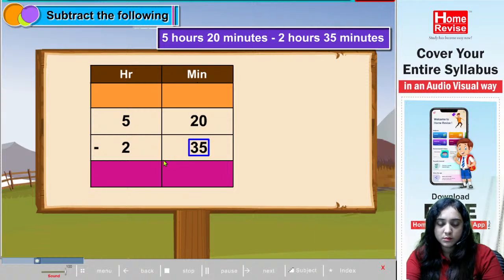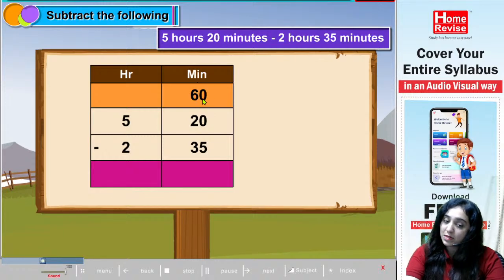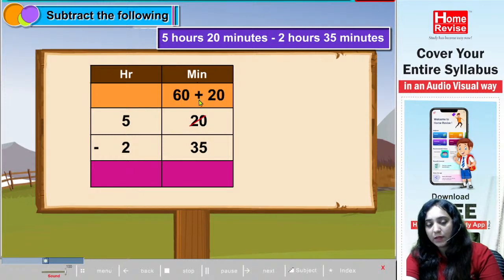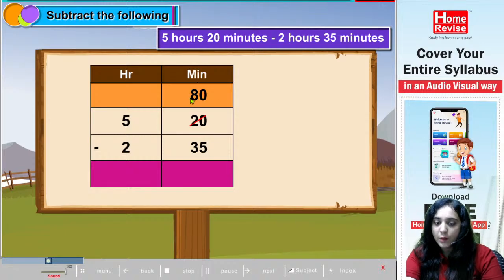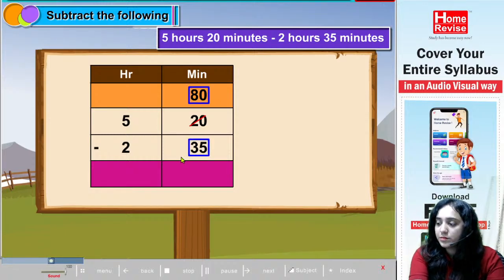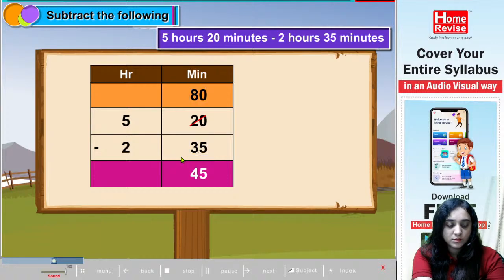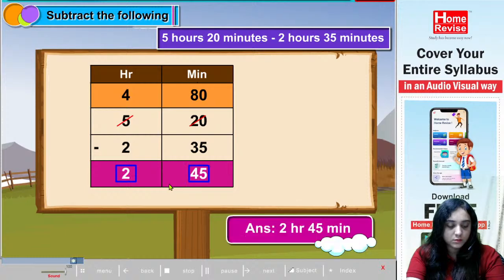We cannot subtract 35 from 20. Therefore, we borrow 1 hour, and that means converting it into 60 minutes. So 60 plus 20 will give you 80 minutes. Now 80 minus 35, we get 45. So now we have 45 in the minutes column, and now looking in the hours column, since we borrowed 1 hour from the 5 hours, we have 4 instead of 5. So we write 4, and 4 minus 2 is 2. So now we have 2 in the hours column, 45 in the minutes column. Therefore, the answer is 2 hours 45 minutes.